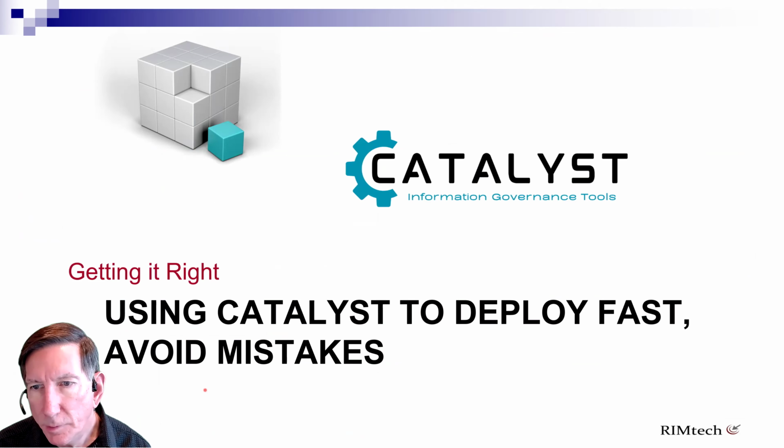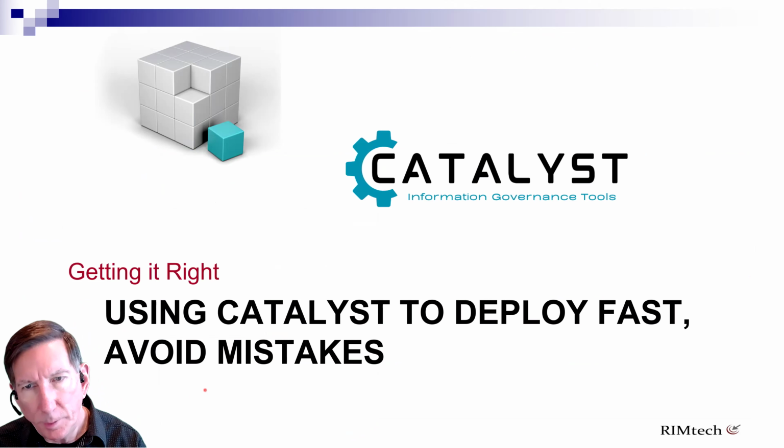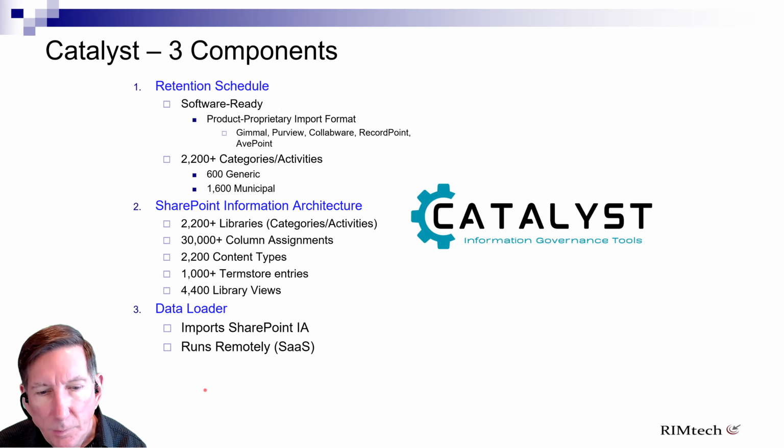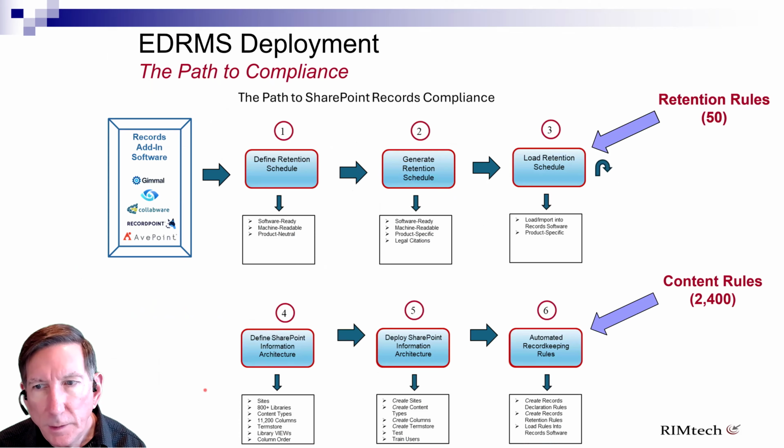I'd be remiss not to mention this, which is how to deploy systems faster. I want to paint you a picture of all the steps to deploy Purview, because I think that a lot of records people miss some of those steps, or at least don't understand them. So we came up with a tool called Catalyst to speed up the deployment and make it more reliable and faster. The thing is that there are 6 steps you have to go through for any EDRMS, no matter what record software you're deploying. Okay, doesn't matter what it is.